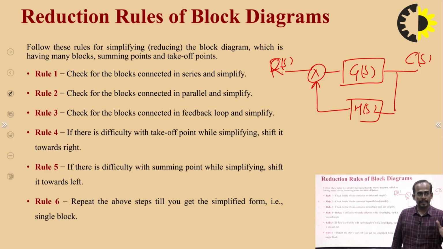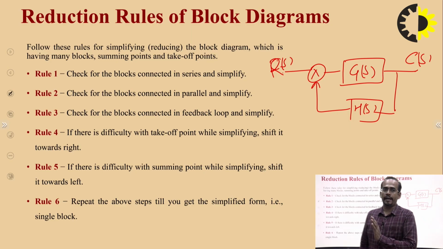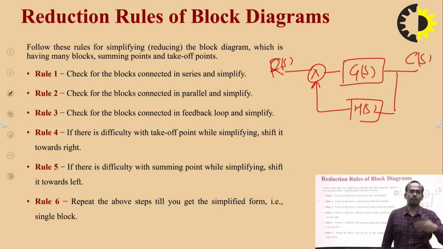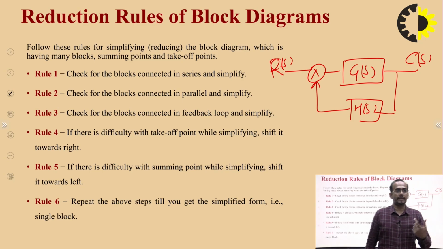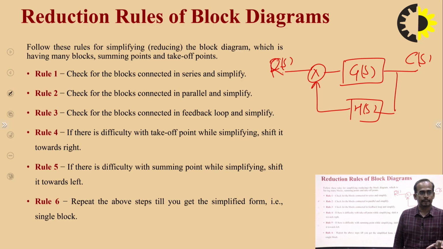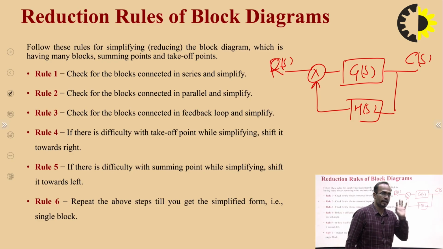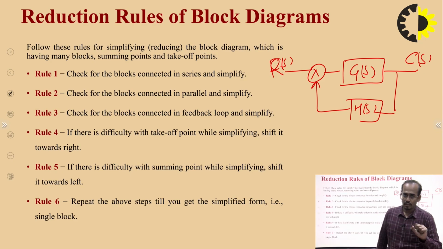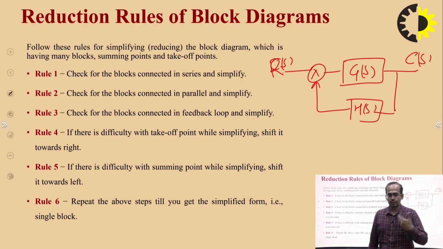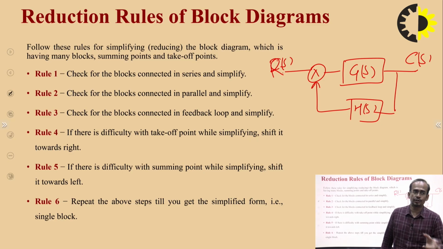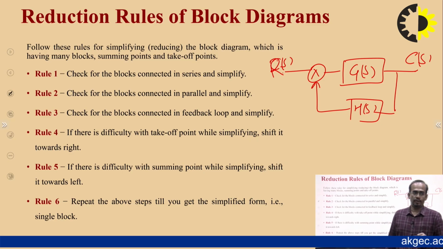So rule 4 says if there is a difficulty with the takeoff point while shifting, shift it towards the right. By shifting the takeoff point towards the right, you are approaching the closed loop control system, or you can say the canonical form of the closed loop control system. Rule 5 says if there is a difficulty with the summing point while simplifying, shift it towards the left. The purpose of shifting the summing point towards the left is that you are approaching the closed loop canonical form.